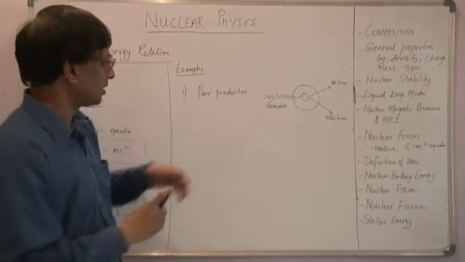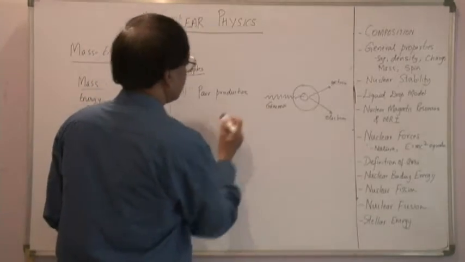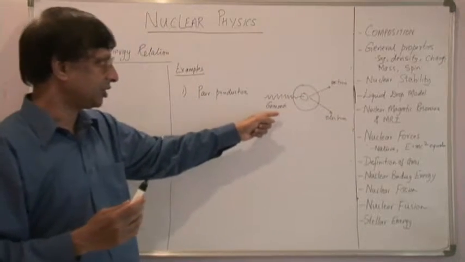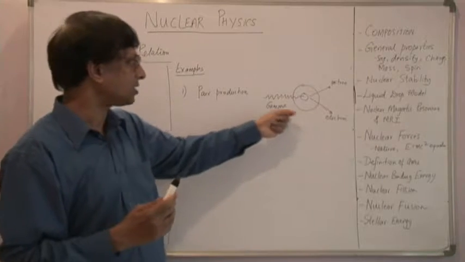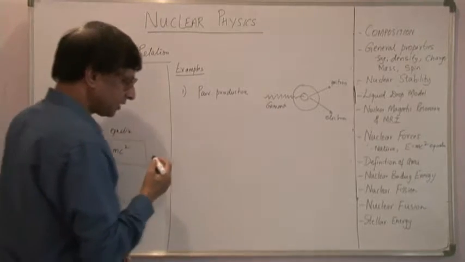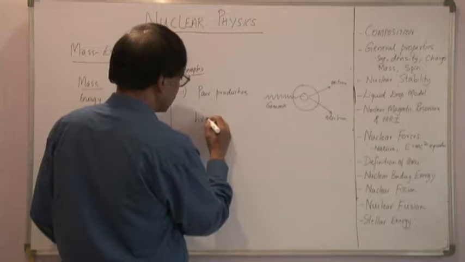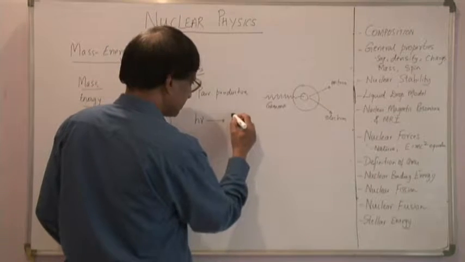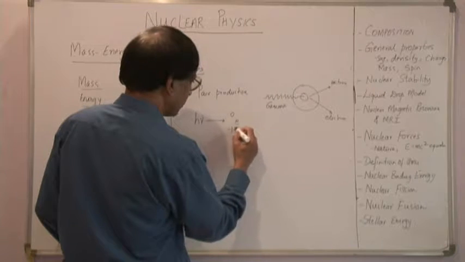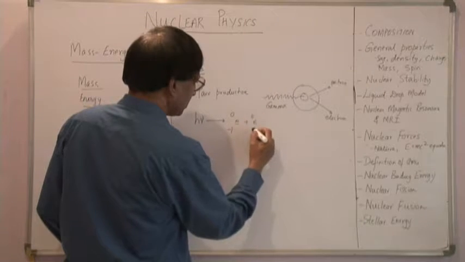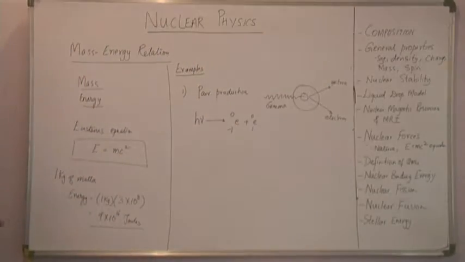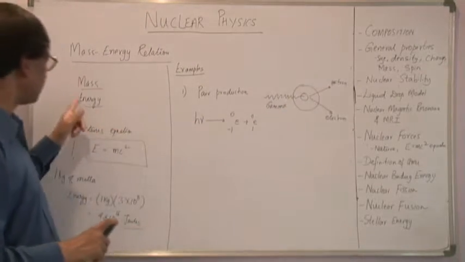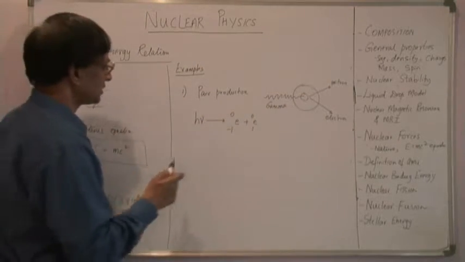So this is a proof that a pair of particles, positron and electron, are getting generated because of the gamma rays. So effectively what's happening is, I can write it mathematically as h nu, the energy, is getting converted to an electron and a positron. So energy is getting converted to matter or mass. So this is about the first example.